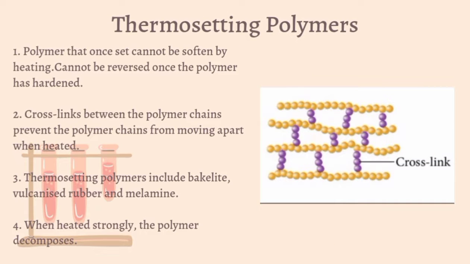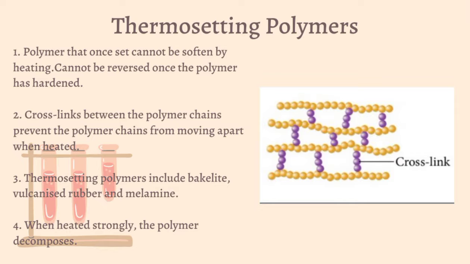The second one is thermosetting polymers. These are polymers that once set cannot be softened by heating; it cannot be reversed once the polymer has hardened. Cross-links between the polymer chains prevent the chains from moving apart when heated. Thermosetting polymers include bakelite, vulcanized rubber, and melamine. When heated strongly, the polymer decomposes.